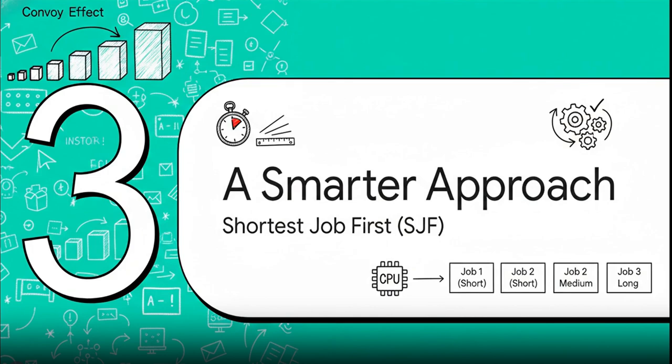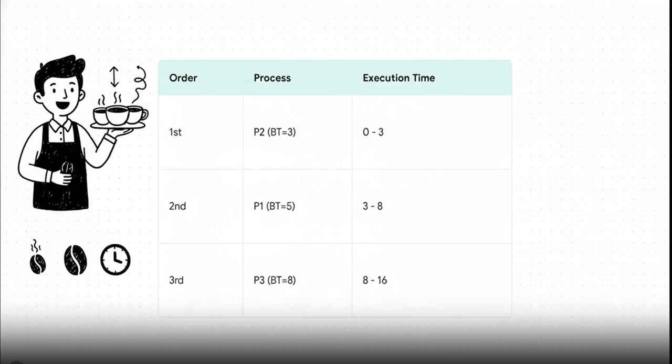And that brings us to our next approach, shortest job first, or SJF for short. Okay, same 3 customers, same orders, but this time with SJF, our barista takes a quick look at all the order tickets and says, aha, P2, your order only takes 3 minutes, you're up first. After P2 is done, they grab the next shortest, which is P1, and only then, at the very end, do they tackle the big 8-minute order from P3.